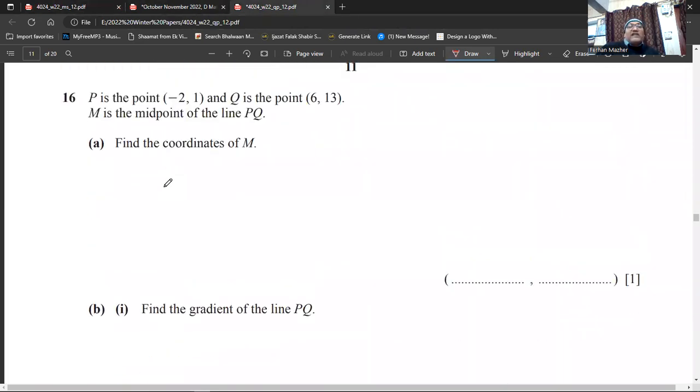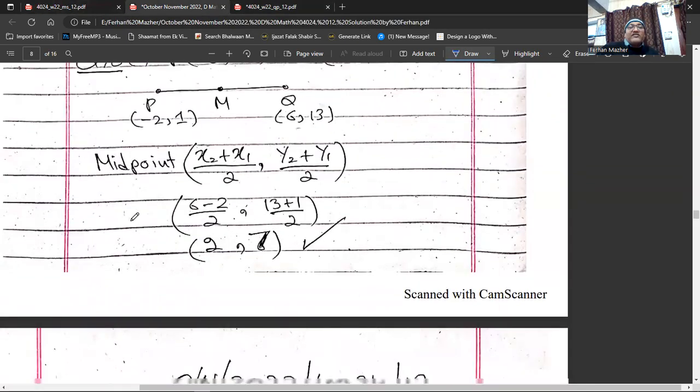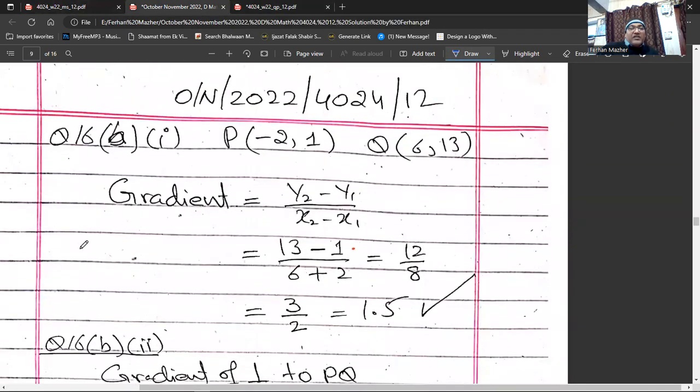Question number 16, B part: find the gradient of the line PQ. We know the coordinates of P, we know the coordinates of Q, so finding the gradient is very easy. The gradient of PQ will be (y2 minus y1)/(x2 minus x1). That's the formula. So it will be (13 minus 1)/(6 minus 2).